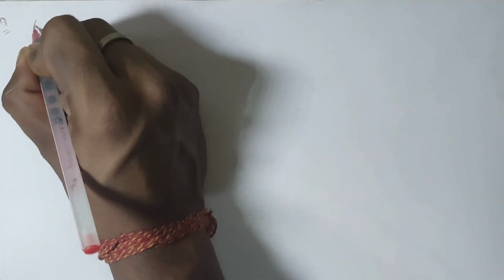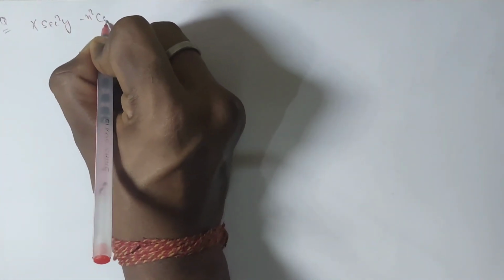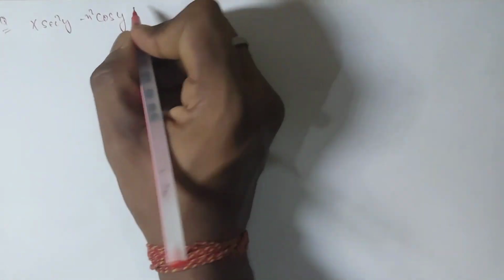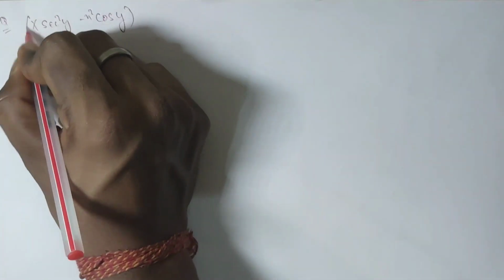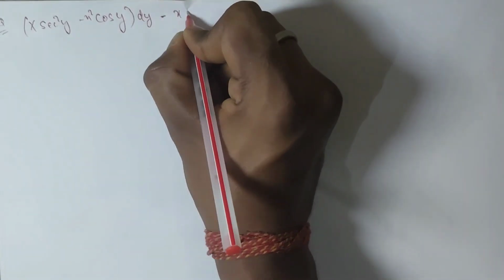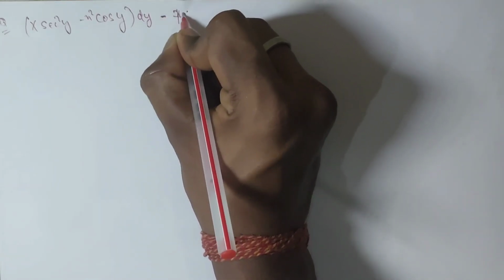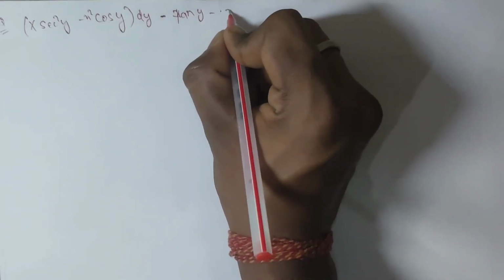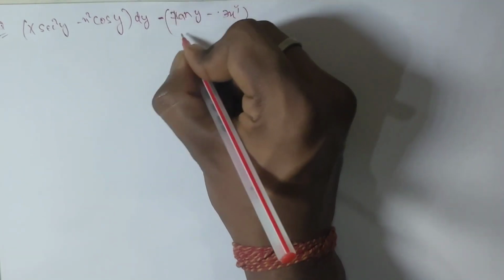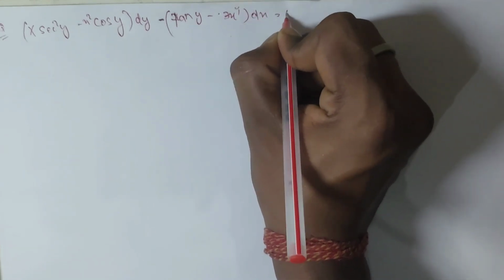So our question is: (x sec square y minus x square cos y) dy minus (10y minus 3x fourth) dx equals 0.